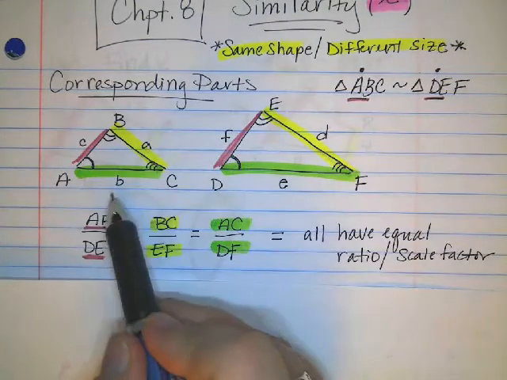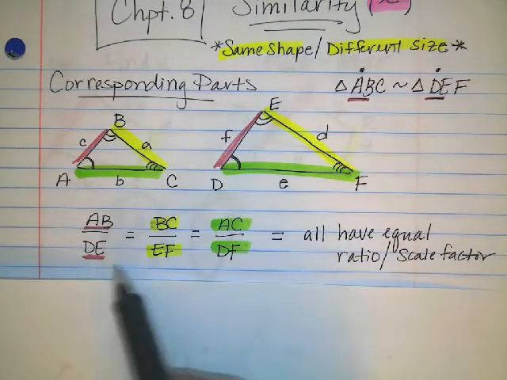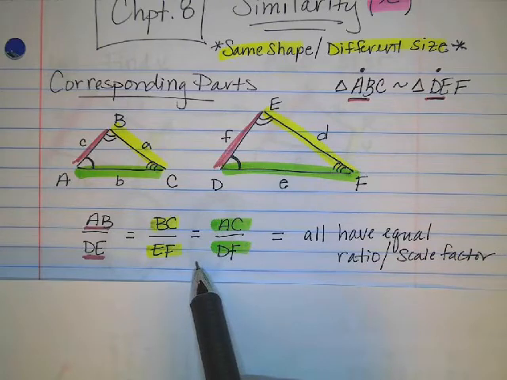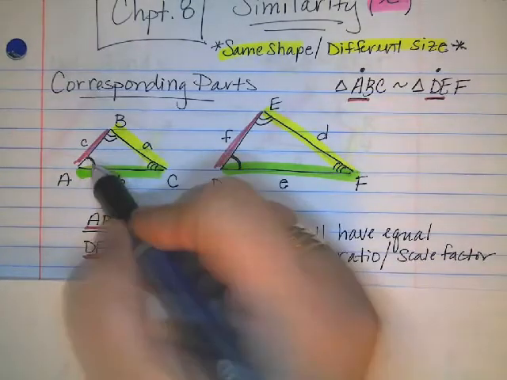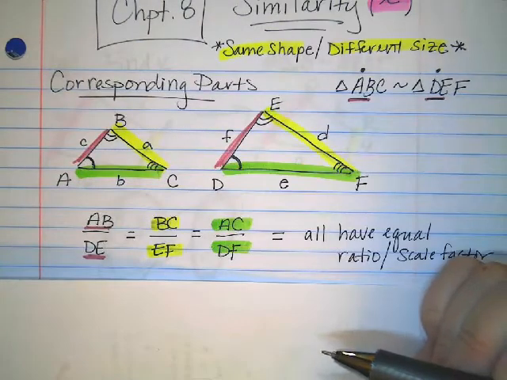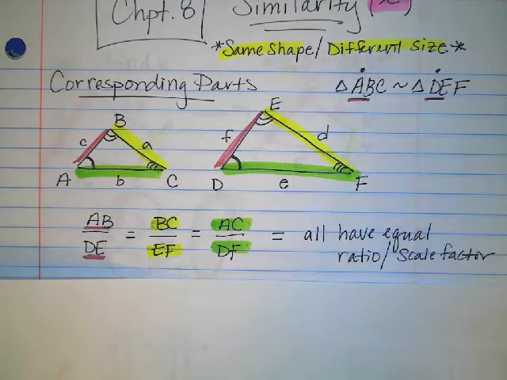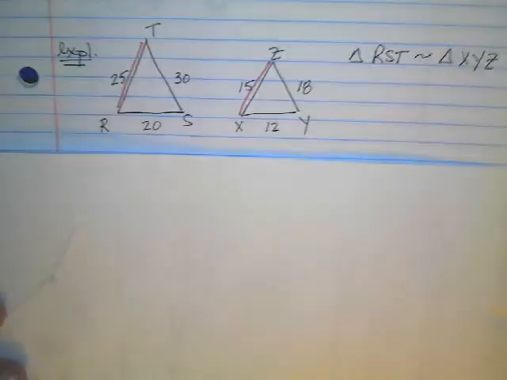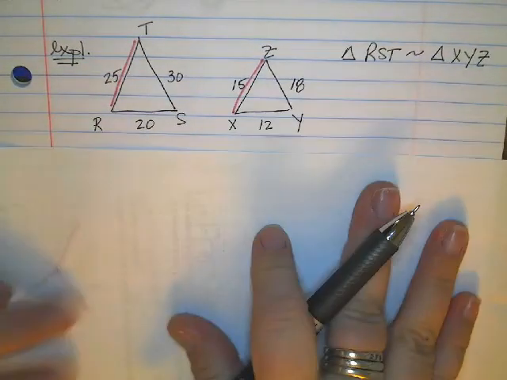So again, my sizes are going to be proportional. They're going to have a scale factor, but my angles, notice, are going to be equivalent. They're going to be the same. So one of the things that we need to do is figure out that ratio or that scale factor. So let's take a look at this example here.